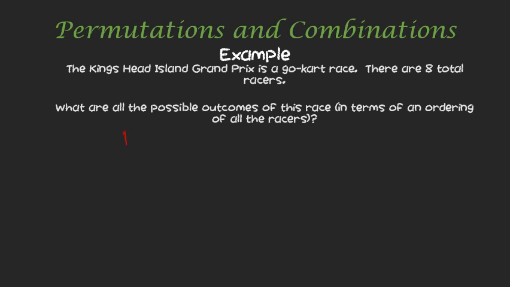And so this would be P(8,8). That would be the number of outcomes. And we know that that's the same thing as 8 factorial. So there are 8 factorial total ways that this race can end. 8 factorial outcomes for the race.